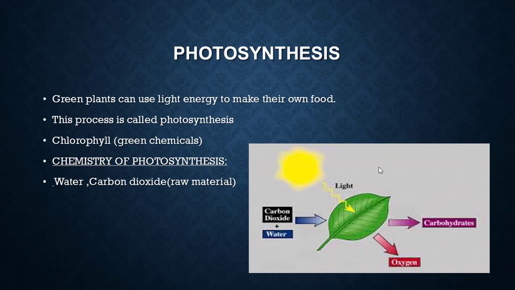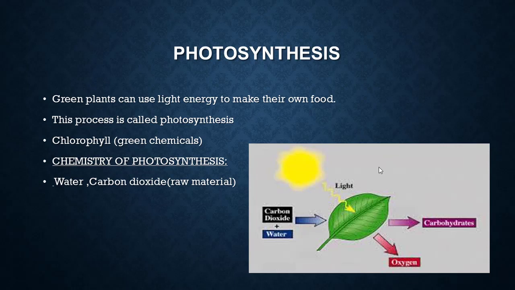Let's talk about how green plants can use light energy to make their own food. This process is called photosynthesis. You all know that the process through which plants make their own food is known as photosynthesis. The chlorophylls are the green chemicals that are useful in making food for the plants. The raw materials for photosynthesis are water and carbon dioxide.